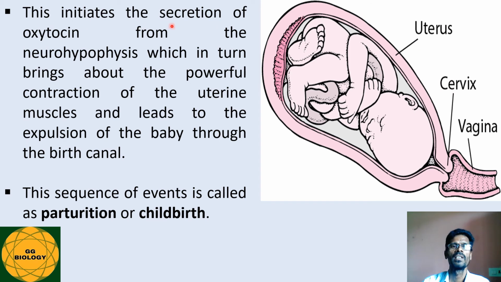That initiates the secretion of oxytocin from the neurohypophysis, which in turn brings about the powerful contraction of the uterine muscles and leads to expulsion of the baby through the birth canal. So the oxytocin is responsible for bringing the powerful contractions of the uterus, thereby the baby will be expelled out through the birth canal. So this sequence of events is known as parturition or childbirth, so that the baby is completely expelled out through the vagina.